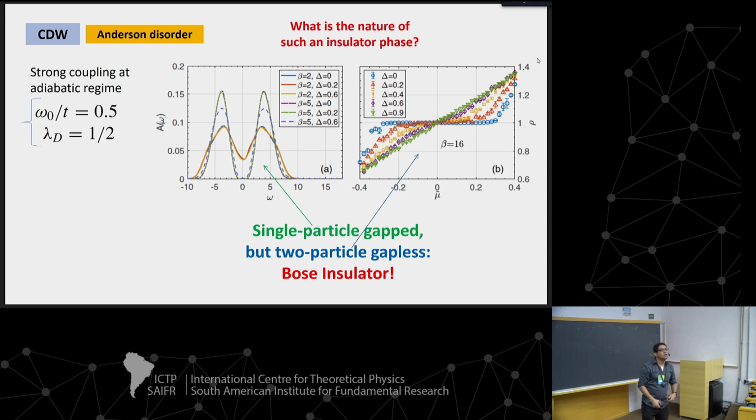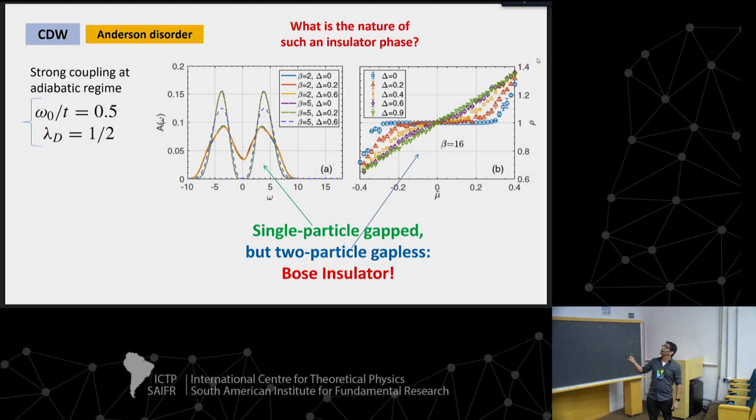Right. And then the second question is that you show that in the compressibility there is no gap. So you call this a Bose insulator. Yes. But because you have a gap in the 1-particle Green's function, is that right? Yes.